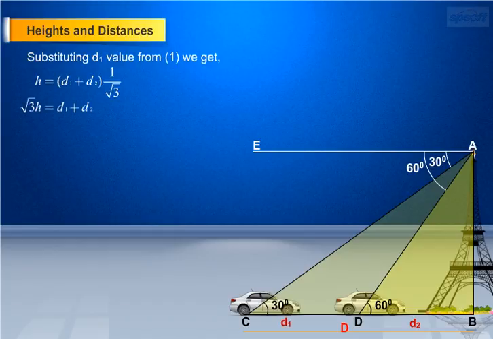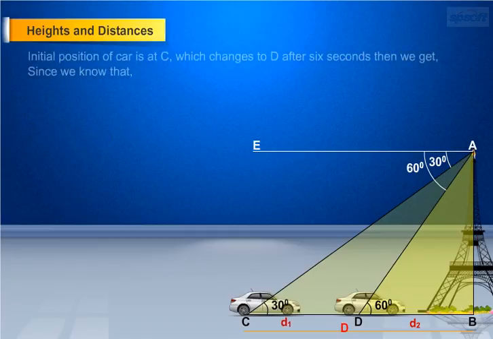Root 3 h equals d1 plus d2. Root 3 h equals h by root 3 plus d2. 3h equals h plus d2 into root 3. Therefore, d2 equals 2h by root 3. The initial position of the car is at C, which changes to D after 6 seconds.